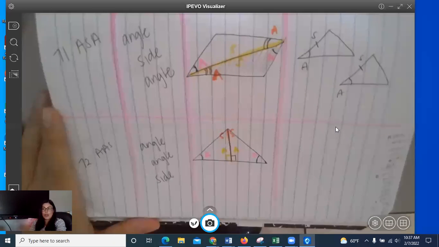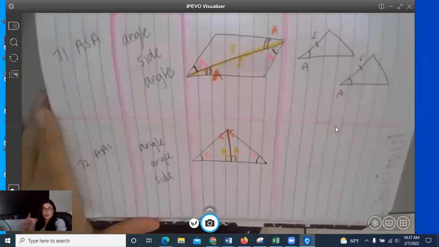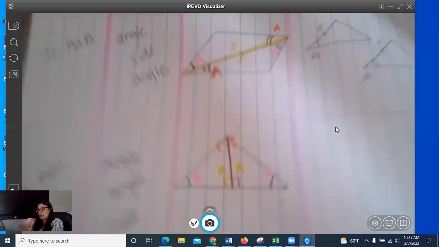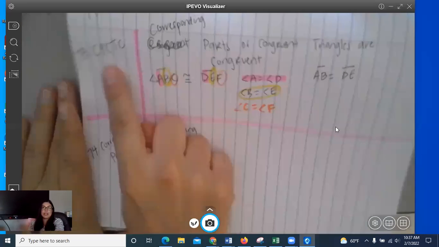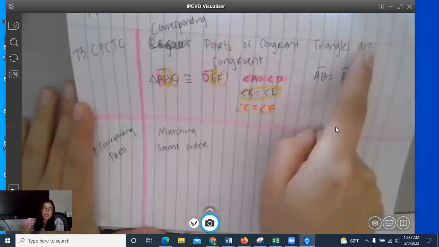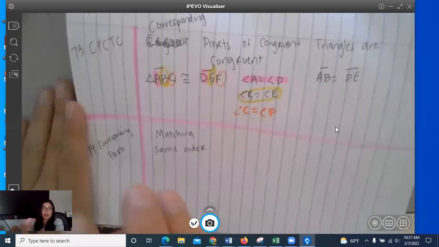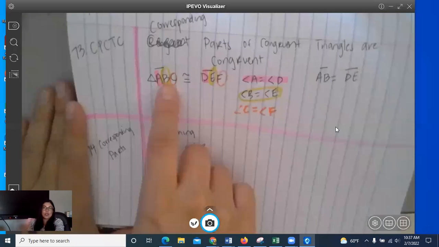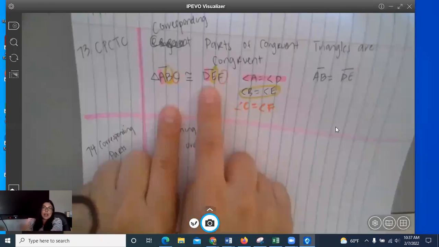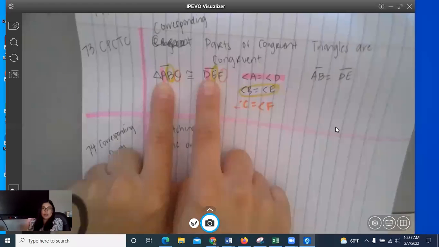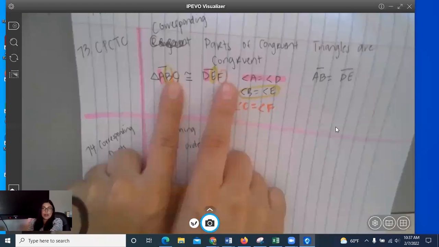All right, make sure you have that. And that's all. Oh no, there's one more. So those are the 4 congruency theorems. Page 71. CPCTC stands for corresponding parts of congruent triangles are congruent. So corresponding parts means that they're matching, they're in the same order. So if they told you triangle ABC is congruent to triangle DEF, A and D are in the first place. So that means that they're congruent, B and E are congruent, and C and F are congruent.